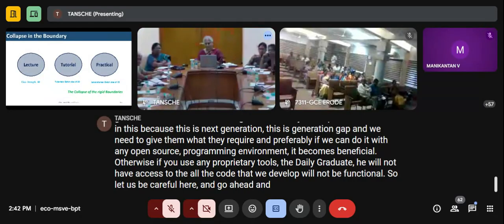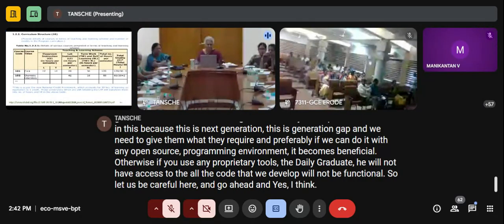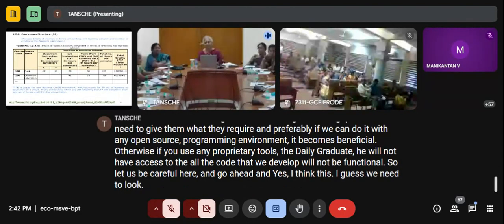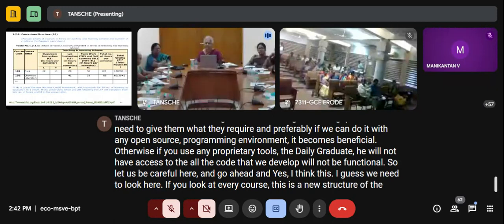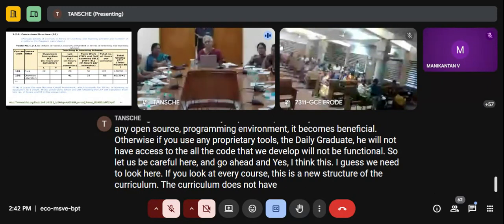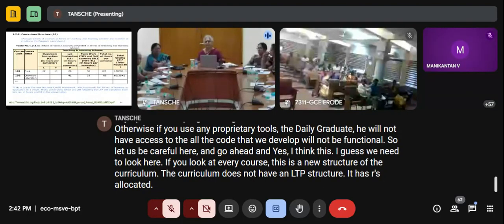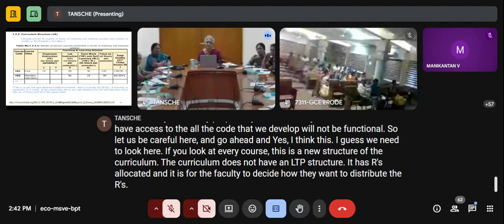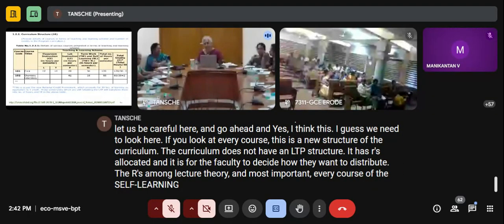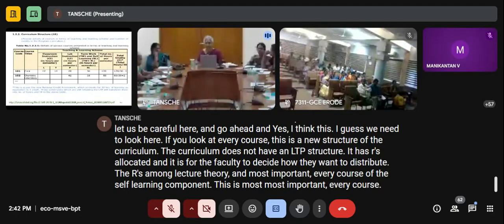And yes, we need to look here. If you look at every course, this is a new structure of the curriculum. The curriculum does not have an LTP structure. It has hours allocated, and it is for the faculty to decide how they want to distribute the hours among lecture and theory, and most important, every course has a self-learning component. This is most important. Every course has a self-learning component.